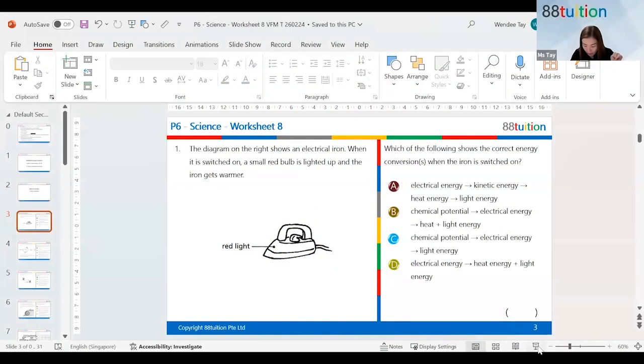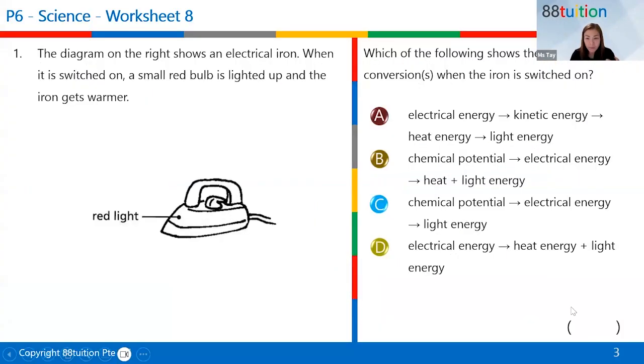All right, worksheet 8. After we have practiced a few rounds, I think it's not so difficult anymore, right? This particular topic. Yeah, correct. Because we have so many practices already. You also have practices from school. And then you are going to sit for a lot of assessments as well.